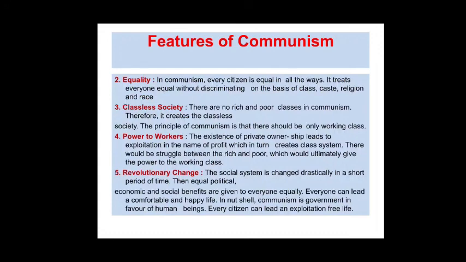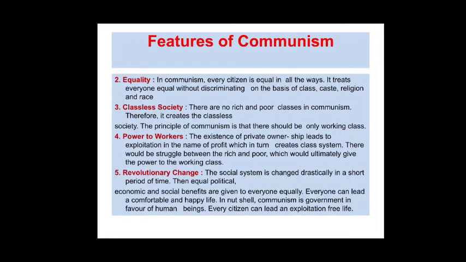The social system is changed drastically in a short period of time. Equal political, economic, and social benefits are given to every person, equally distributed. Everyone can lead a comfortable, happy, peaceful life. Children, in a nutshell, communism is a government in favor of human beings. Every citizen can lead an exploitation-free life.